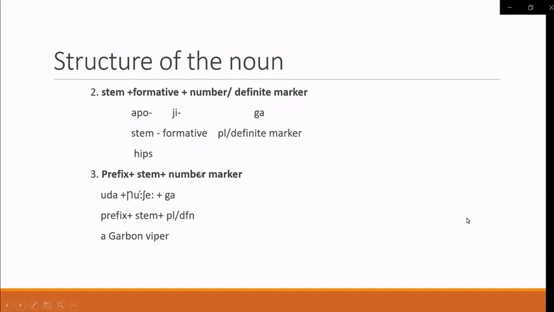Structure number three is a prefix followed by a stem and the number marker. So for instance, we have a Gabon viper, and for the Gabon viper we have Uda Musheg. So we have the prefix Uda, and then the stem here, and the number marker. Those three are the major structures of the Datooga nouns that have been established by this study.